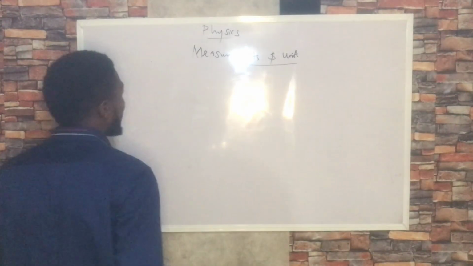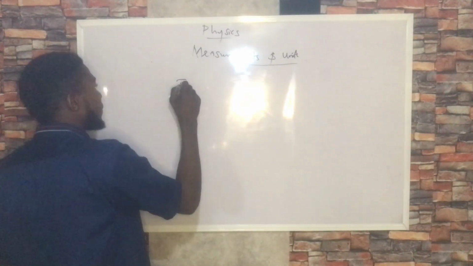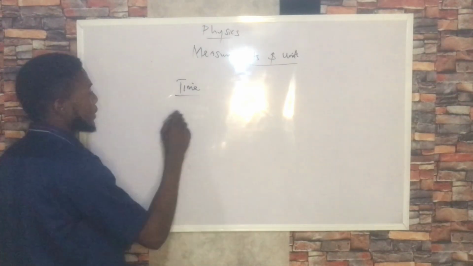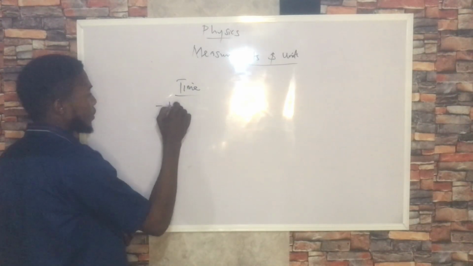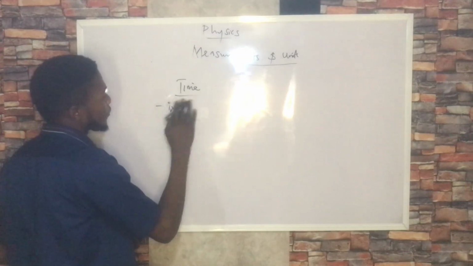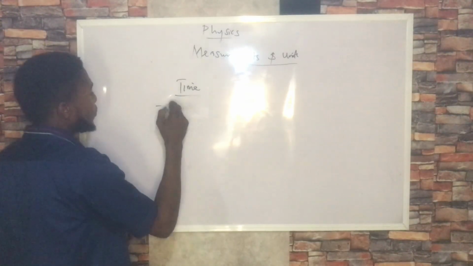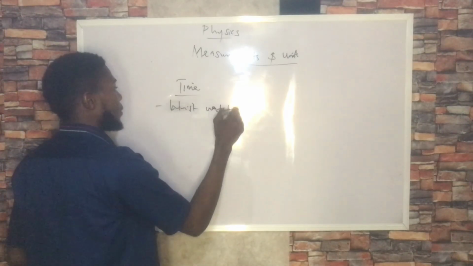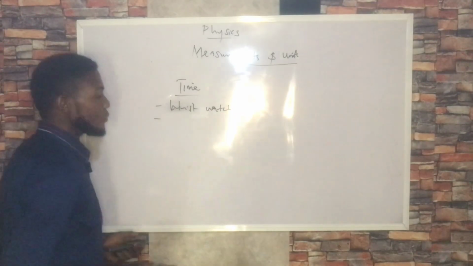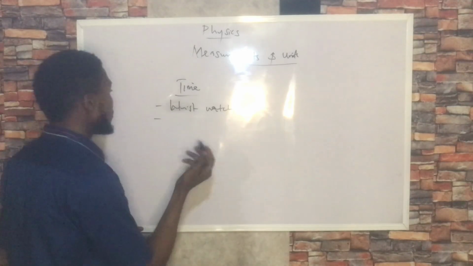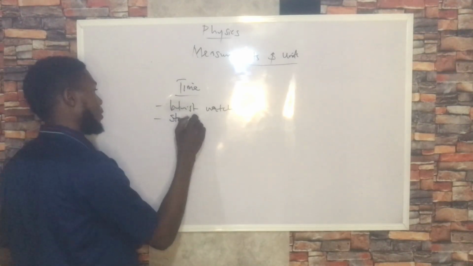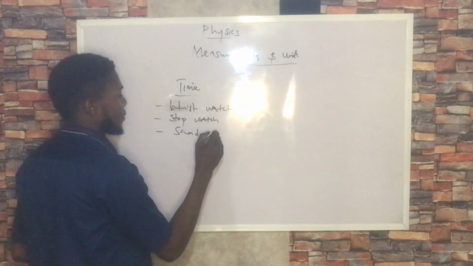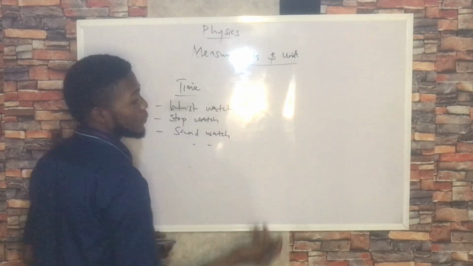Okay, let's consider time. Some of the lab equipment we use for time: you can use your wristwatch, you can use your stopwatch, you can use the sandwatch, and so on and so forth.